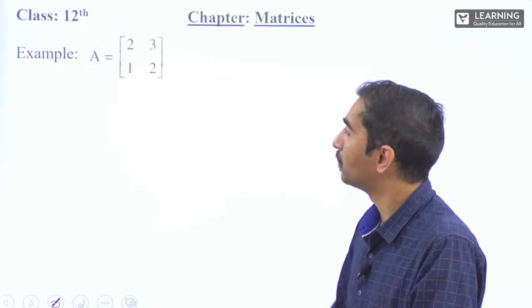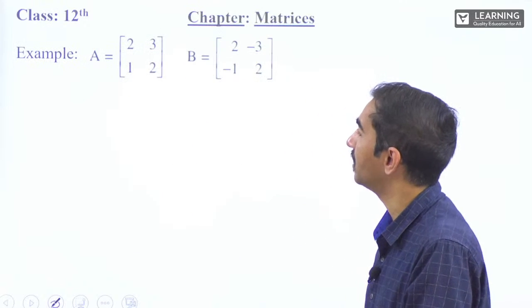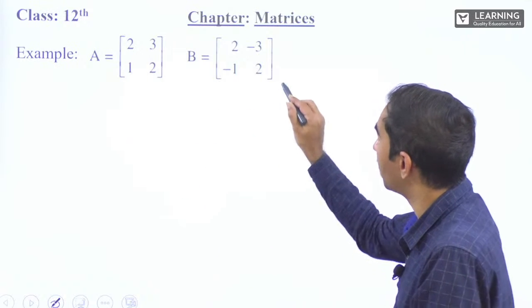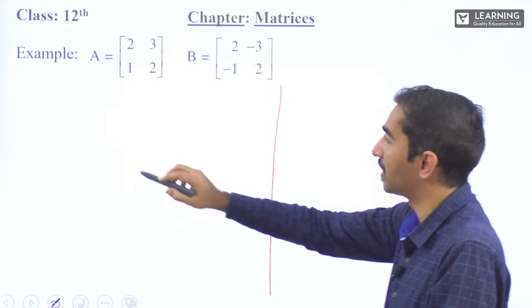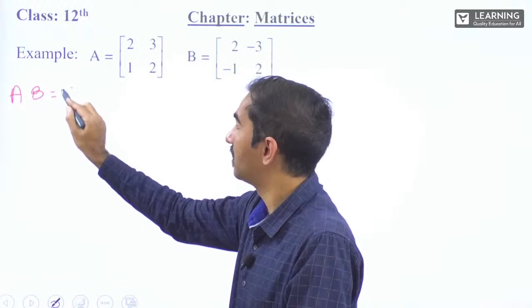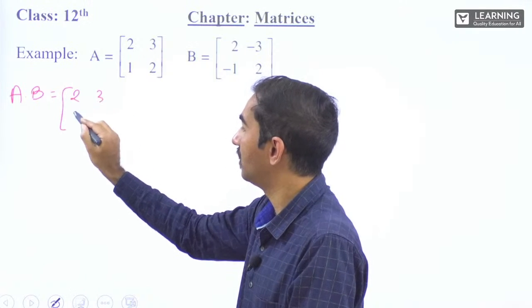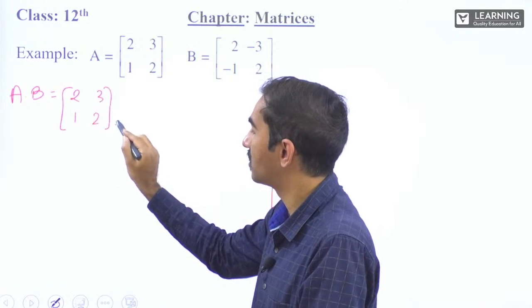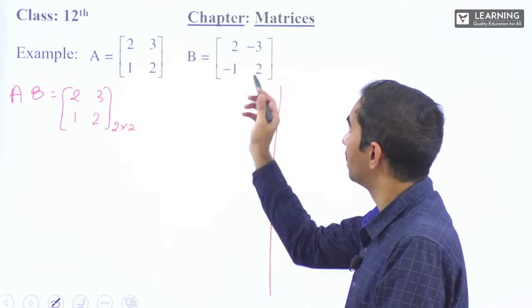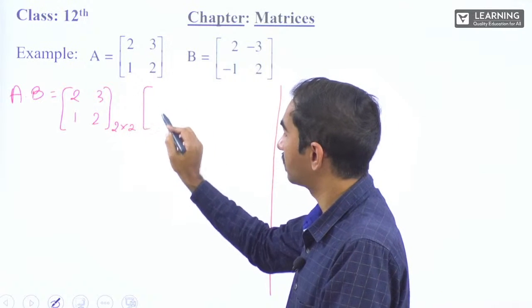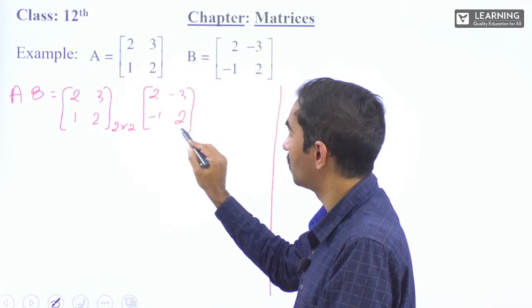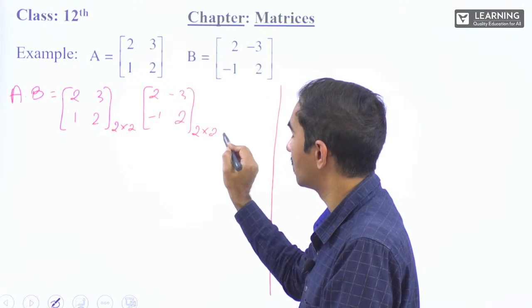For the example, we'll take two matrices A as well as B. We'll do the matrix multiplication and see whether AB and BA are both equal to I. First we'll take AB on the left hand side. So A dot B can be written as 2, 3, 1, 2. What is the order here, students? 2 cross 2. And what is matrix B? 2, minus 3, minus 1, and 2. What is the order here? Same thing, 2 cross 2.